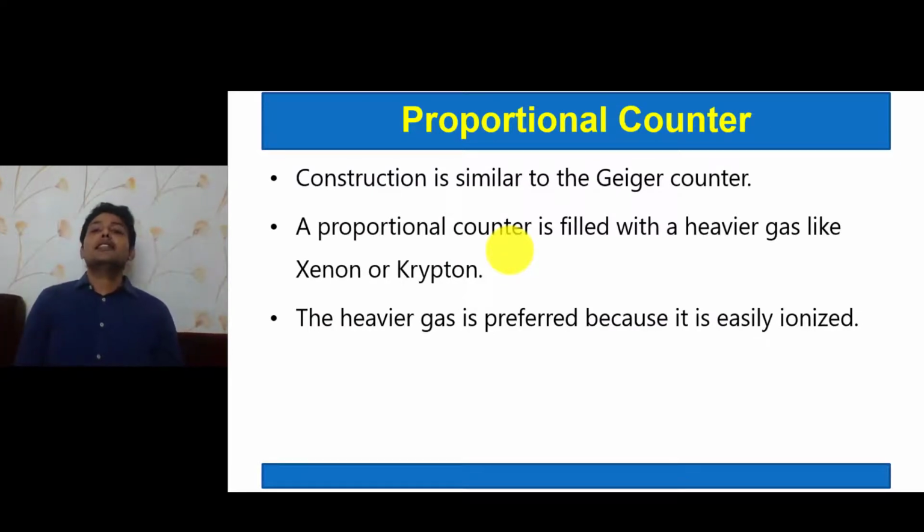Proportional counter is similar to the Geiger-Müller counter. Only difference is here, instead of argon gas, heavier gas like xenon and krypton are filled. Xenon and krypton are filled in a proportional counter. Why is that heavier gas preferred? Because if the gas is heavier, it can be easily ionized.